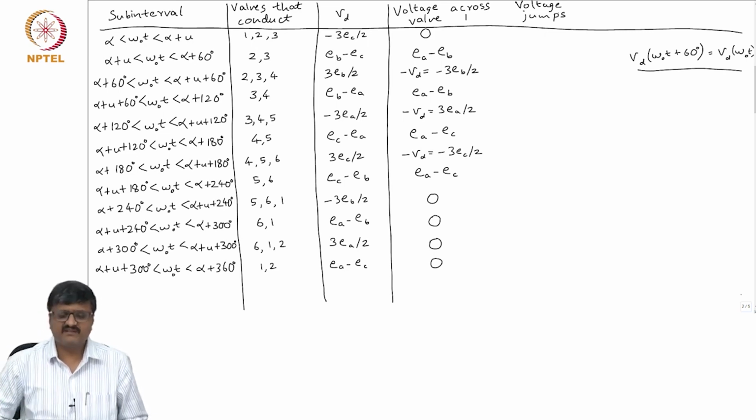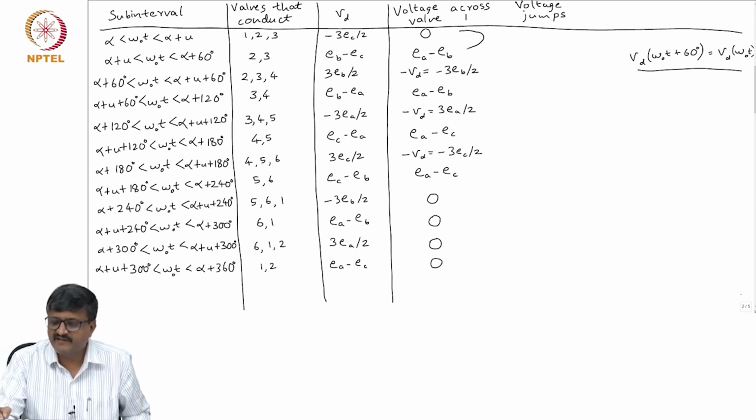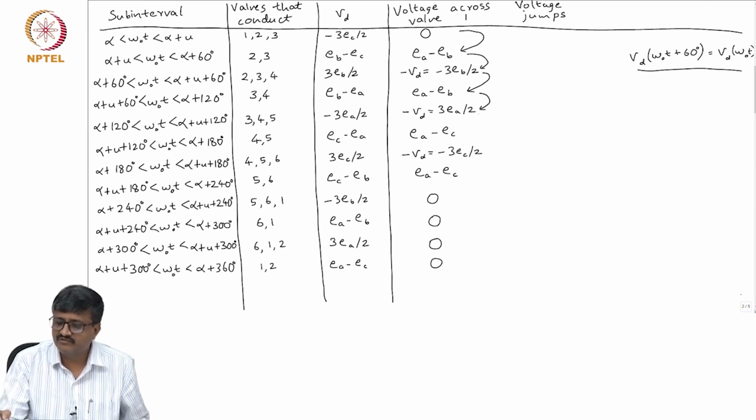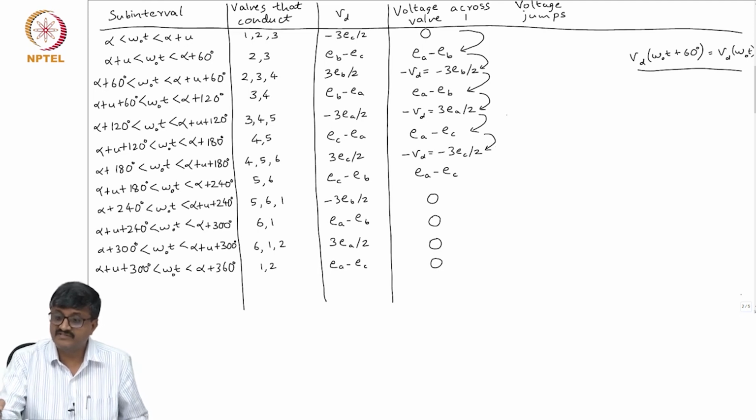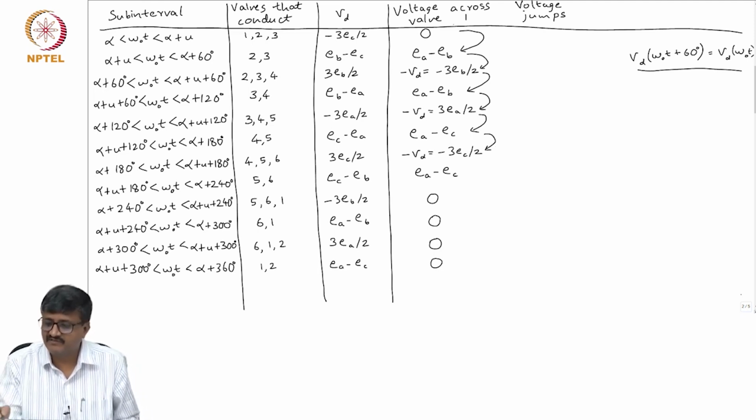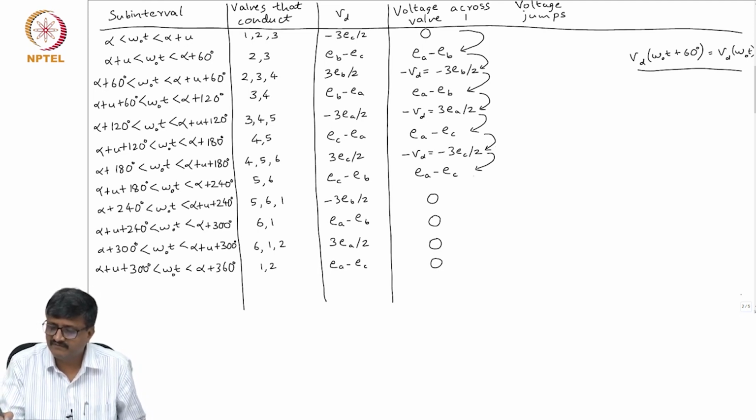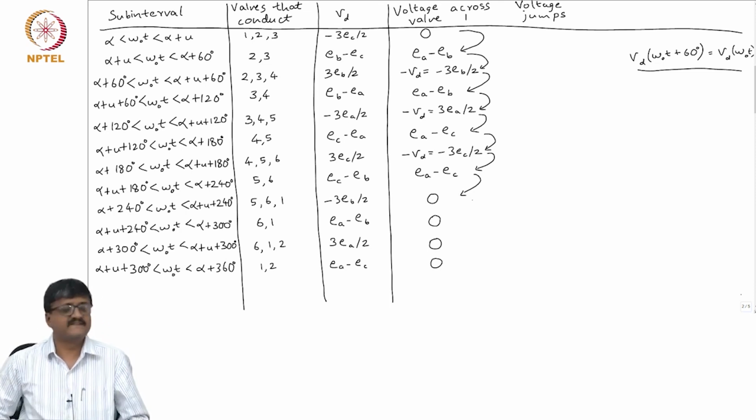So, how many jumps are there? 8. Yeah. There is a jump at the end of first subinterval, there is a jump at the end of second, third, fourth, fifth. No, there is a jump at the end of first subinterval itself, then 7th, 8th.